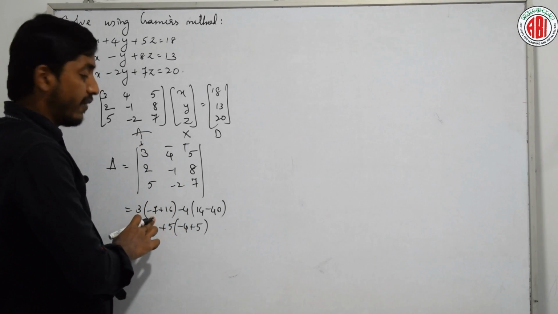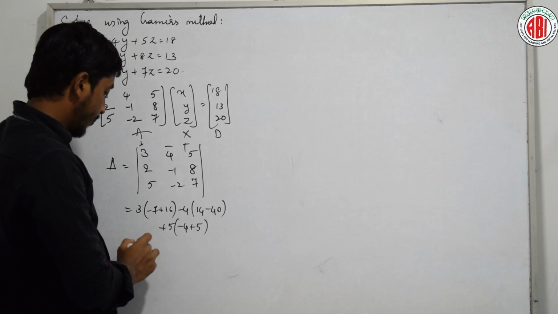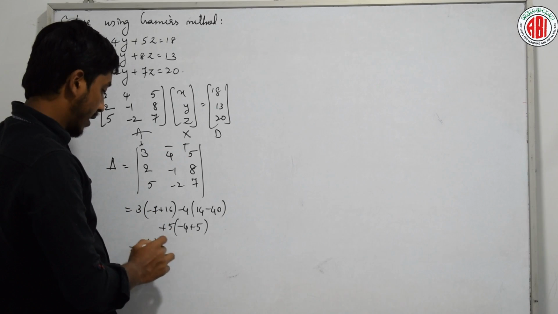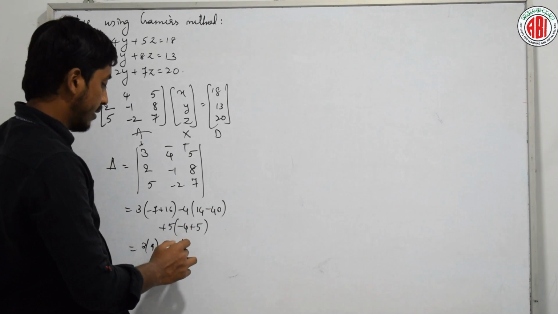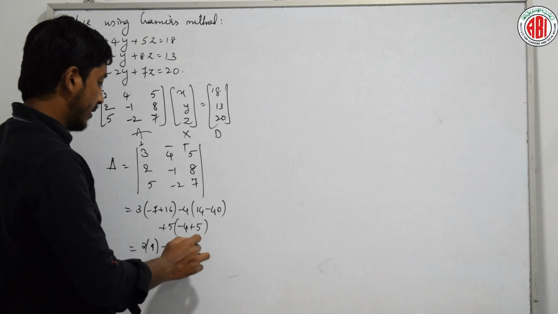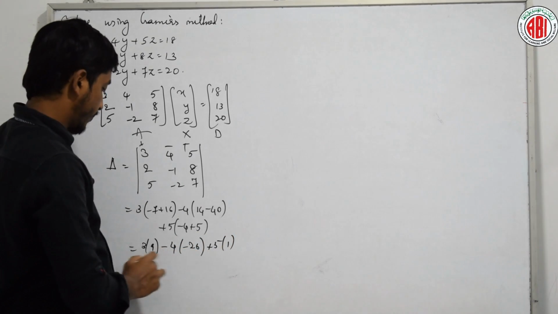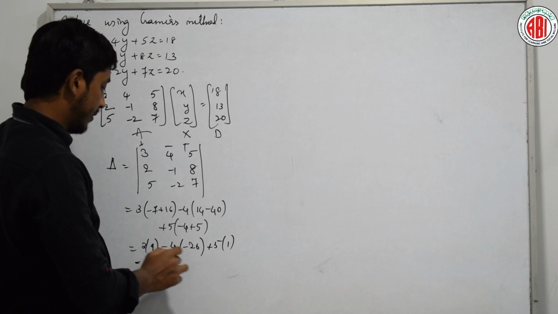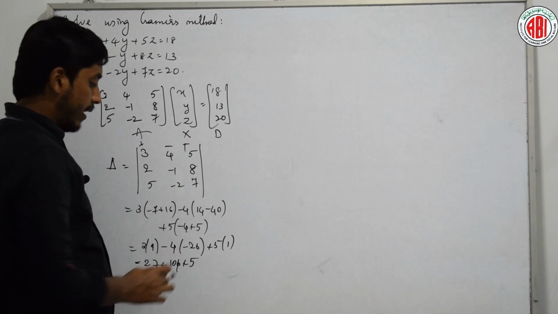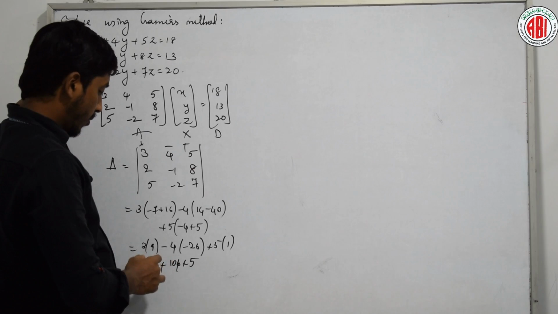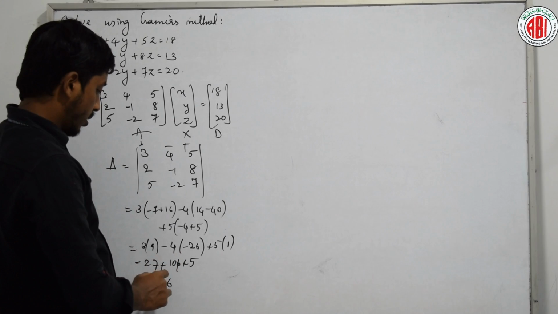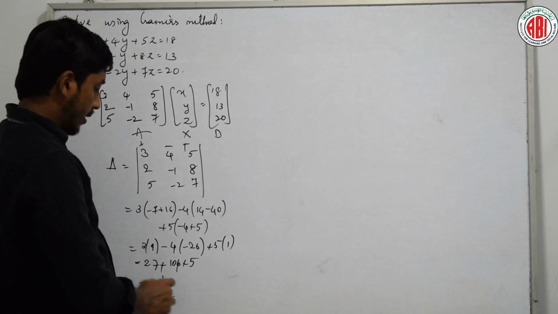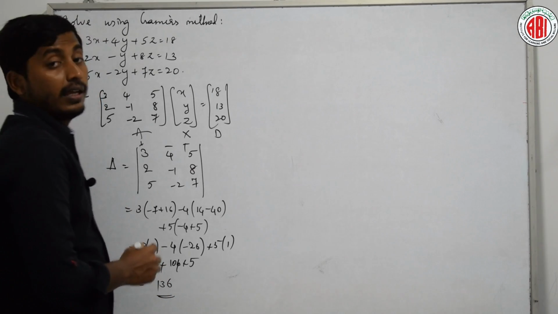And the next, 16 minus 7, how much is it? That is 3 into 9, minus 4 into 14 minus 40, how much is it? That is minus 26, plus 5 into 1. That is 27 plus 104 plus 5, that is 136. Is it fine? We got it as 136.